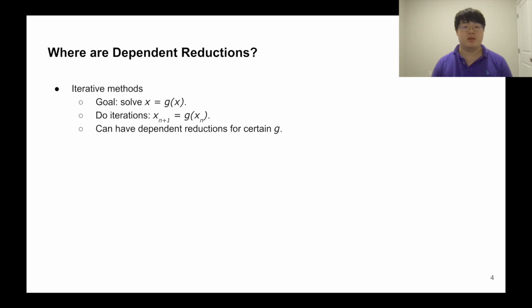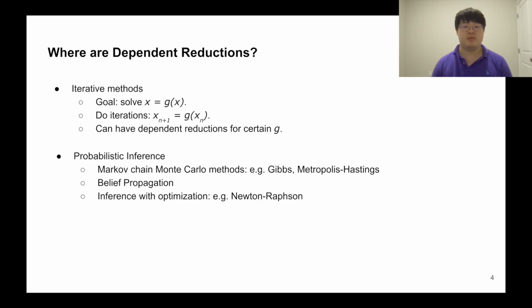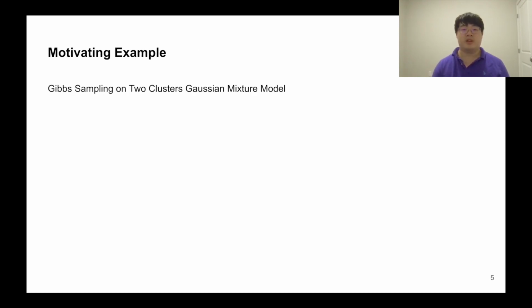Most notably, this pattern occurs in probabilistic inference. For example, they occur in certain MCMC methods like Gibbs Sampling and Metropolis Hastings. They also occur in belief propagation and gradient-based optimizations such as Newton's methods. Let me show a motivating example.